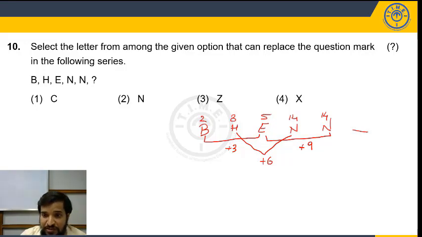So what would be the next difference? Should be 12. 14 plus 12 is 26, that is Z. So the missing letter in the series is Z. Choice 3. So the alternate difference is multiples of 3. Now see the next question.